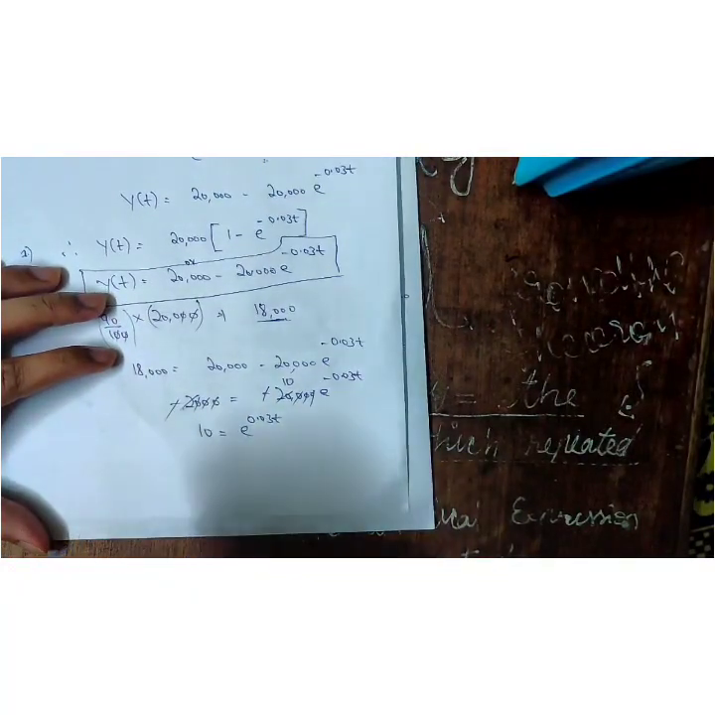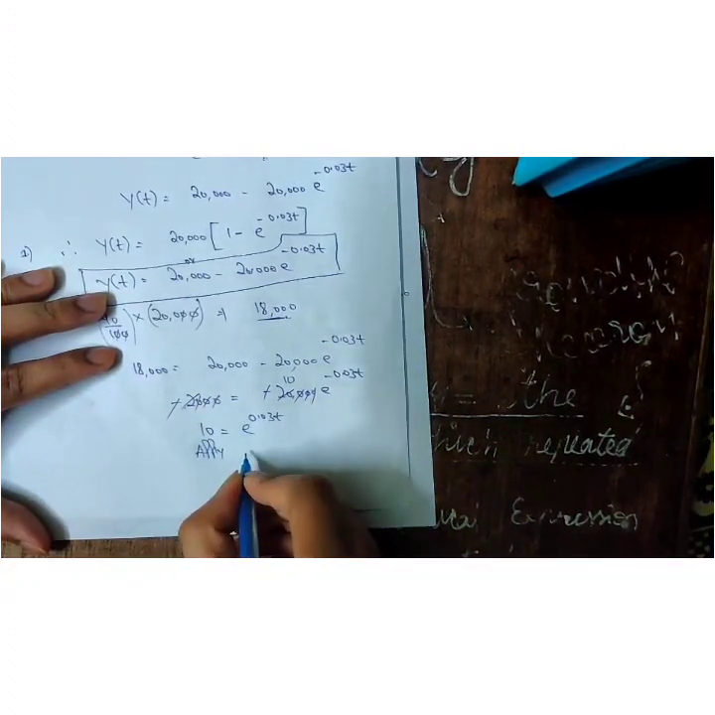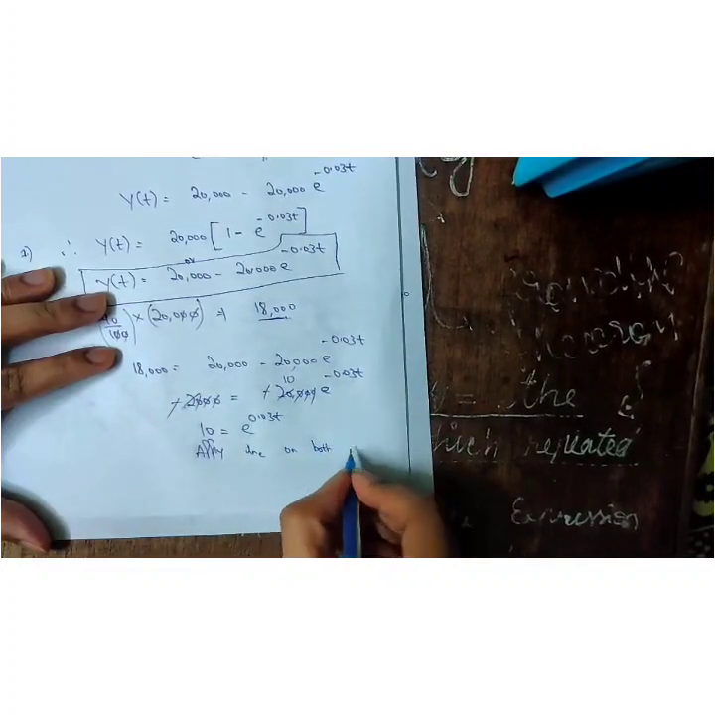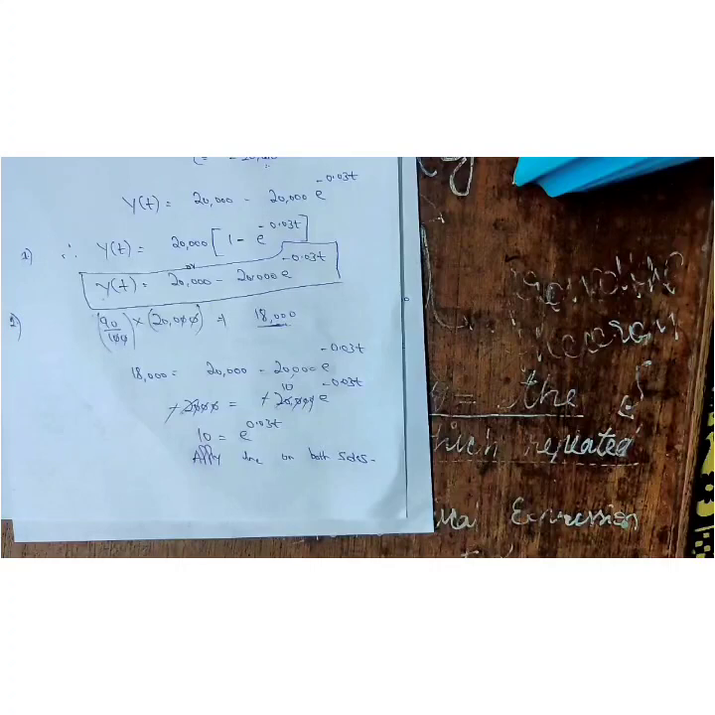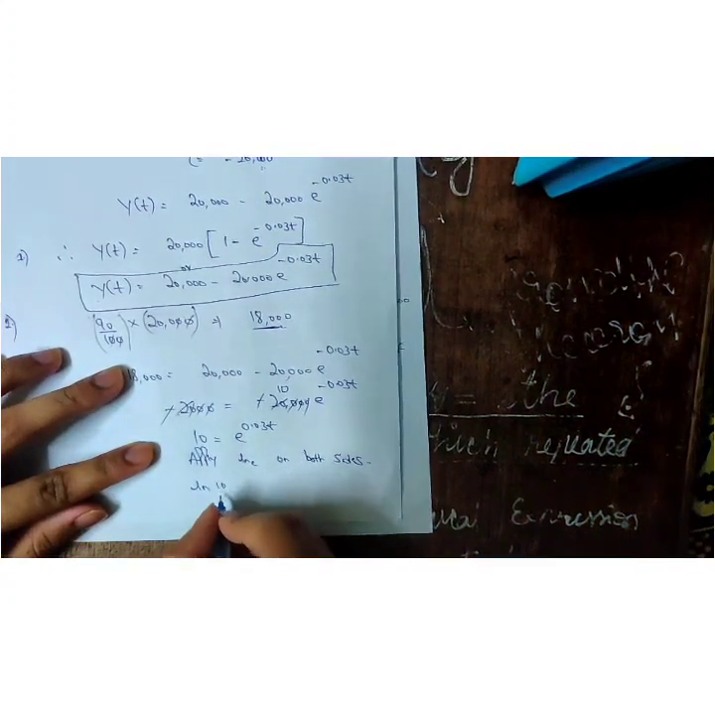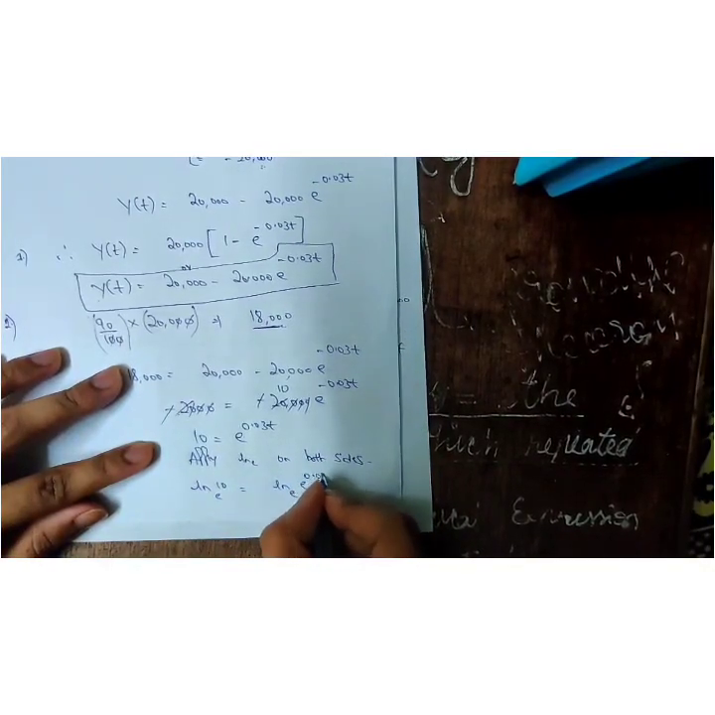Now how to find the value of t? To find the value of t, apply ln to the base e on both sides. On both sides. To find the value of t, we should apply ln on both sides, guys. So ln 10 to the base e is equal to ln to the base e to the power of 0.03t.